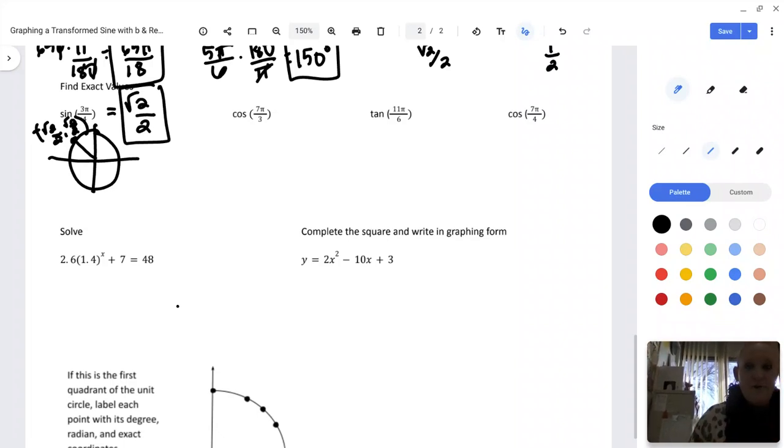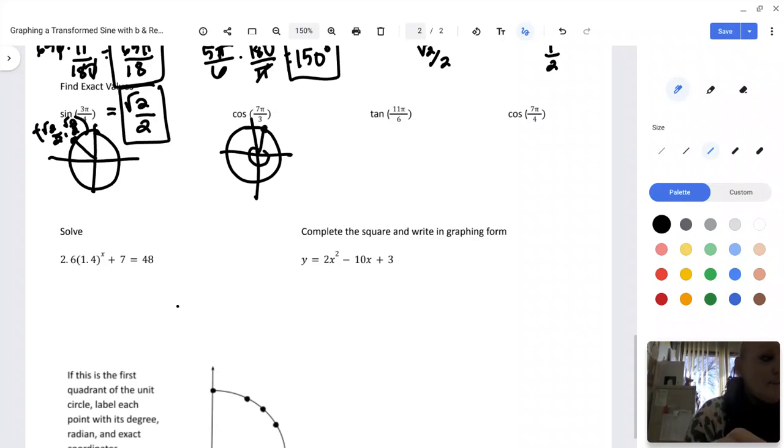Okay, let's try cosine of 7 pi over 3. Well, that's one full rotation, because one full rotation is 6 pi over 3. So I do one full rotation and then end here at 7 pi over 3. So the coordinates are 1/2, square root 3 over 2, because that would be the equivalent of pi over 3, right? The cosine is the x value. So the cosine of that is 1/2.